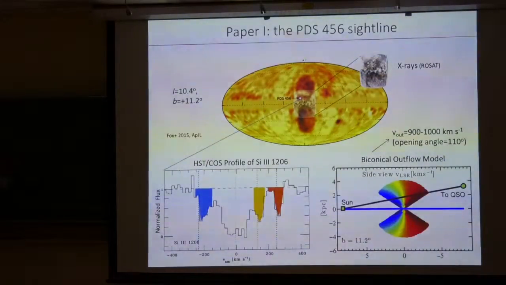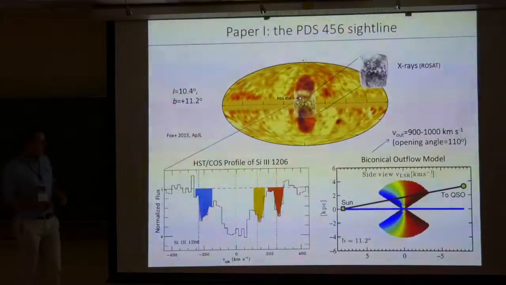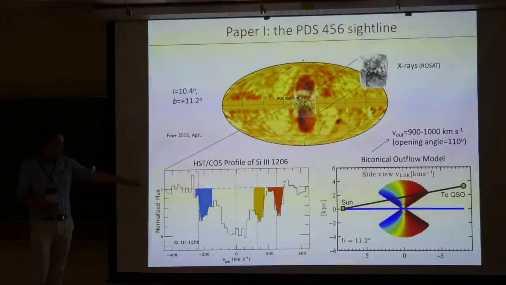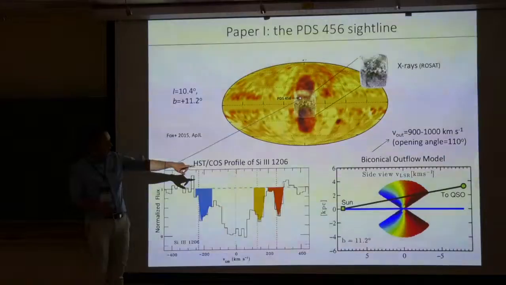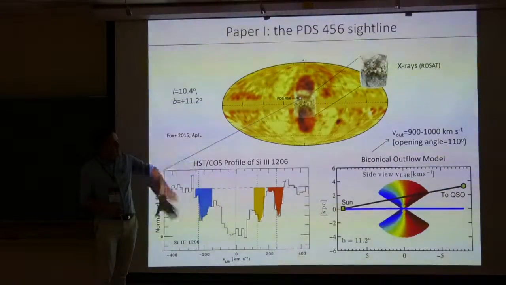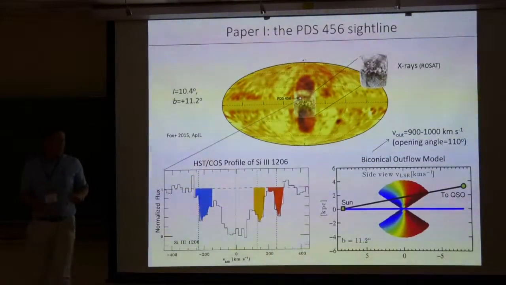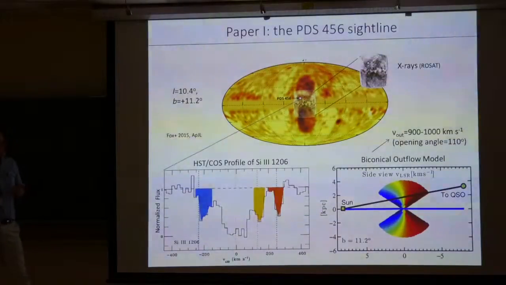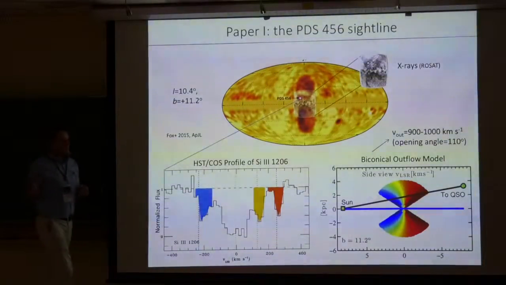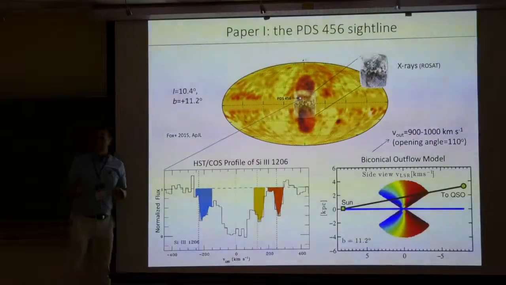Now, to cut to the bottom line, by modeling the velocities of the extreme components here, the most negative and the most positive components, with a biconical outflow model, Rongmon ran a lot of simulations to derive an idea of what the radial outflow speed is, and we were finding velocities around 900 to 1,000 kilometers per second. Now, as Enrico just mentioned, this also depends on the opening angle.